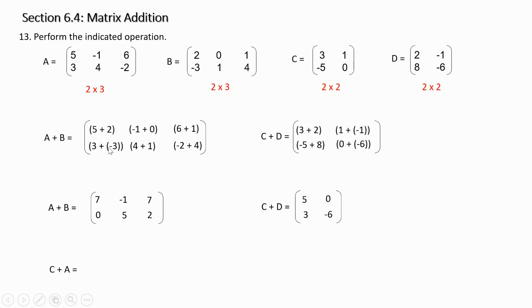How about C plus A? Can we add C plus A? C is a 2 by 2 and A is a 2 by 3. We can't add them because these two are not the same size. And again, to add and subtract, they have to be the same size. Not possible, not the same.